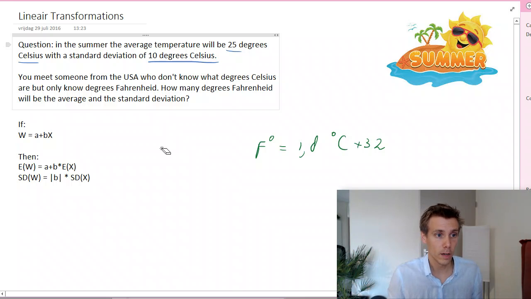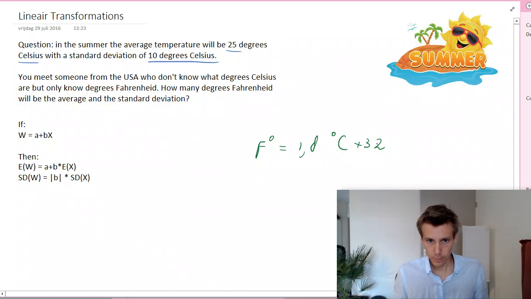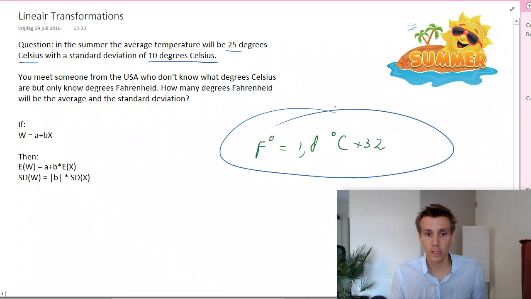So the example is you meet someone from the USA who doesn't know what degrees Celsius are, but only knows degrees Fahrenheit. How many degrees Fahrenheit will be the average and the standard deviation? First, what you need is a little formula. I gave it here to you. Degrees Fahrenheit equals 1.8 times degrees Celsius plus 32.